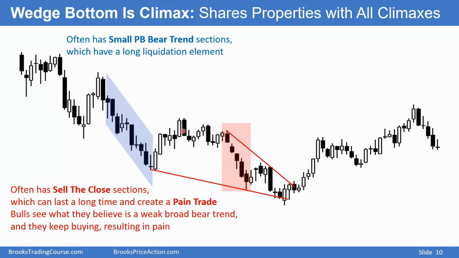The bulls see this reversal up. They start assuming we'll get a major trend reversal, yet the market keeps going down. So the bulls who are buying are experiencing a lot of pain. And pain trades usually have at least 2 legs, 1 pullback, 2.